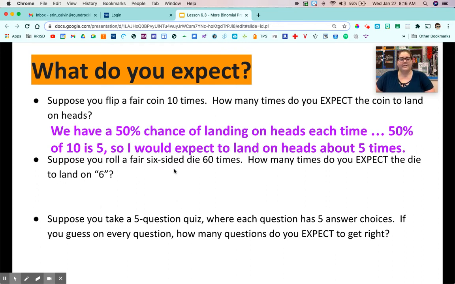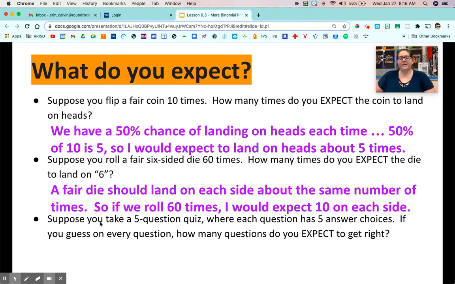Suppose you roll a fair 6-sided die 60 times. How many times do you expect the die to land on 6? A fair die should land on each side about the same number of times. So if I were to roll 60 times, I would expect about 10 on each side. So about 10 should land on a 6.